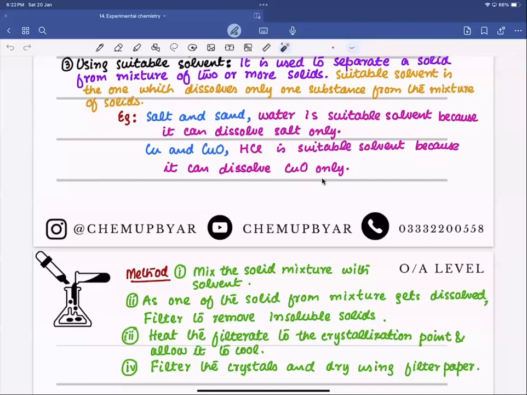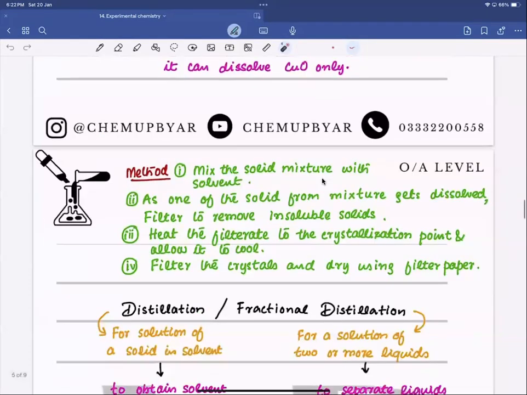Filtration with copper. The copper is the residue and copper oxide is in the filtrate, so we'll crystallize it to get the solid copper oxide from the filtrate solution. Is everybody done? Yes, sir. Okay.